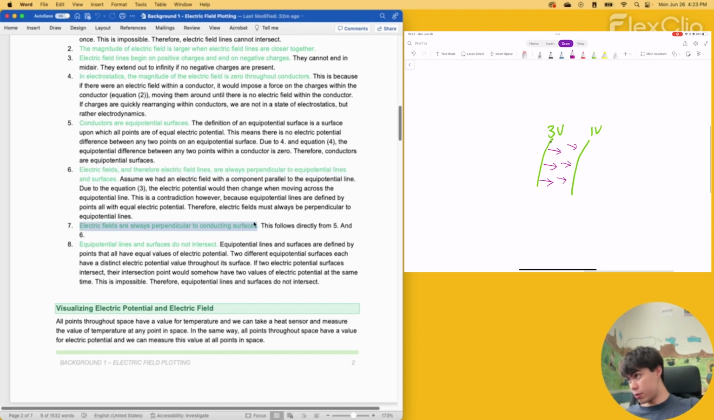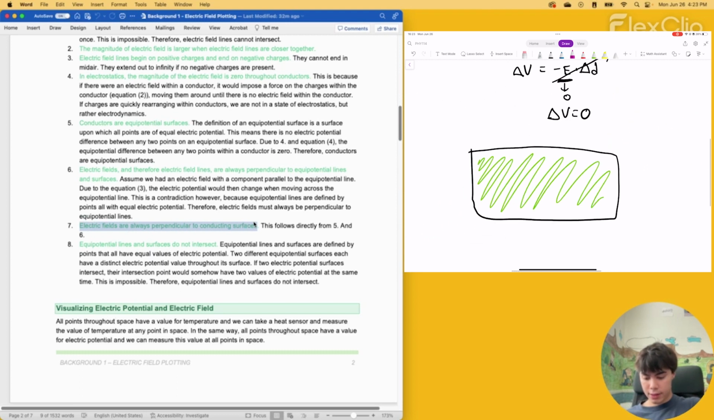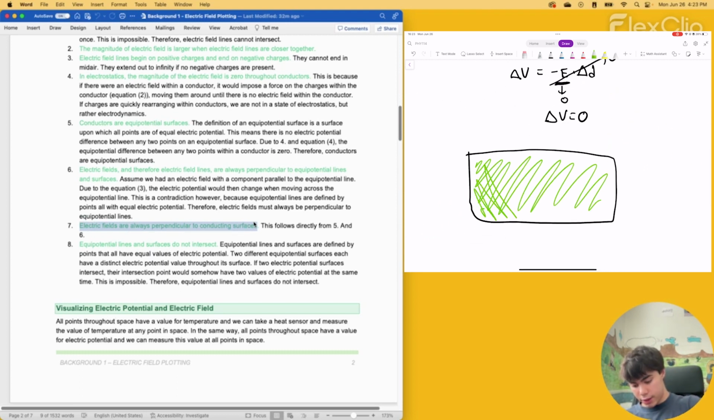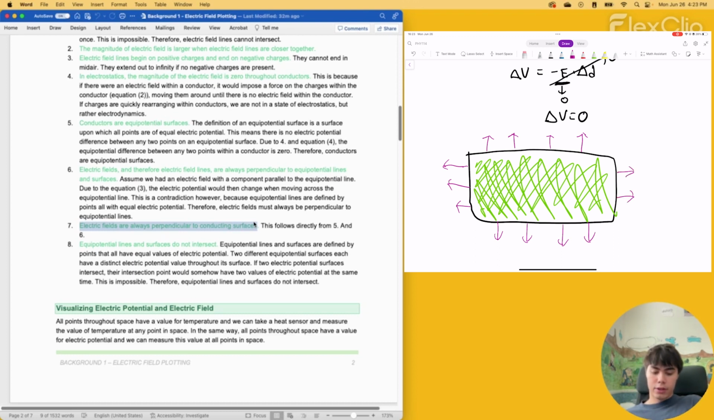Electric field lines are always perpendicular to conducting surfaces. Because this conductor is an equipotential surface, the electric field lines must be perpendicular. It's an equipotential surface because it's a conductor, and the electric field is zero within, because any electric field within will move the charges to remove the electric field. So electric field is always perpendicular to conductors.